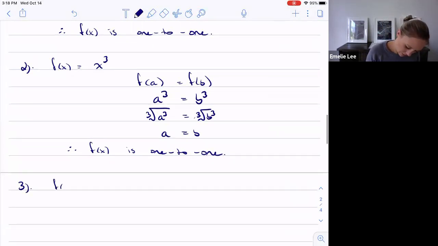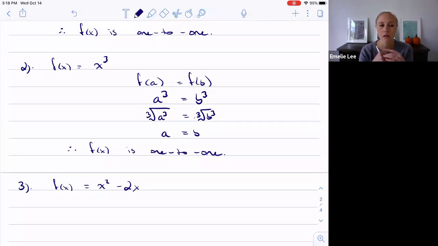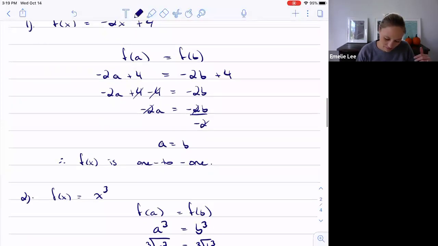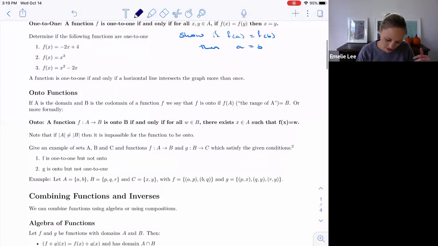Third one that we're going to look at is f of x equals x squared minus 2x. Now, this one gets a little hokey if we start to try to do it the way we've been doing it. But as soon as you see an even power, it's not going to be one-to-one, right? Because even powers yield this parabola, which we'll see in, maybe I'll just scroll up there, right?